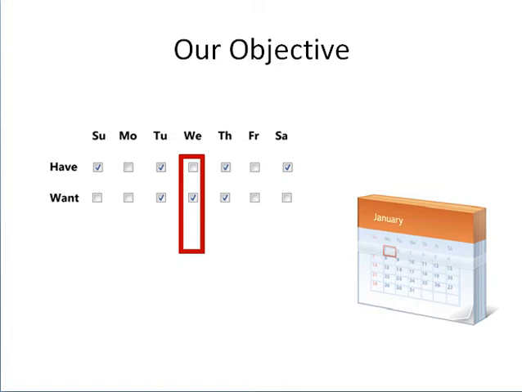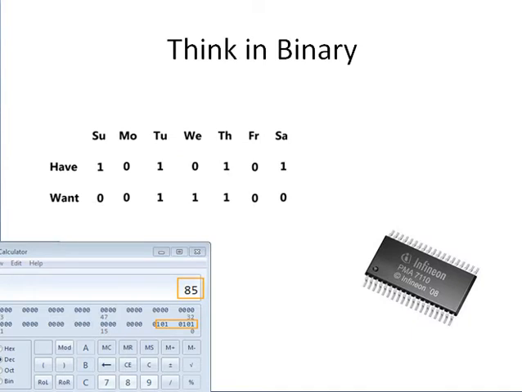Next, we're going to simplify this routine using bitwise operations. The first step is to look at the schedules as digits. So we have to think in binary. For every day that's offered or wanted, we're going to mark the day as 1. For days that are not offered, available, or wanted, we're going to mark it as 0. Using a binary calculator, we can easily see that the decimal representation of the available days is 85.